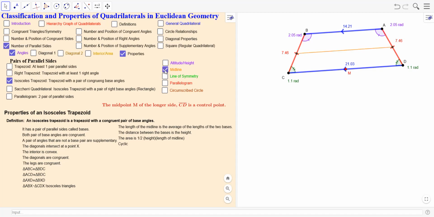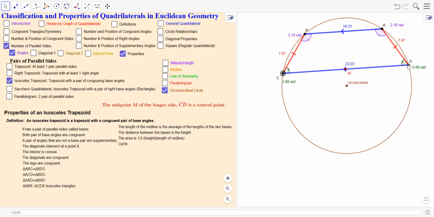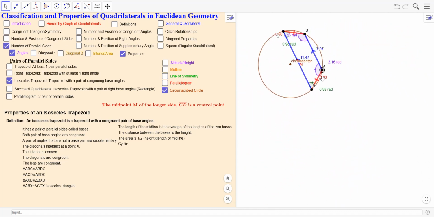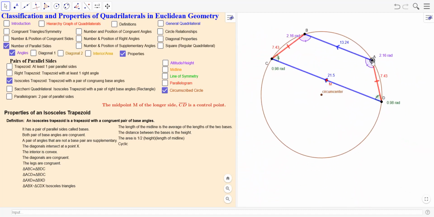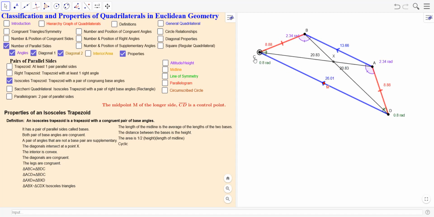The midline is connecting the two midpoints of the two legs. It actually always turns out to be a cyclic quadrilateral, so there's always a circle that can go around and connect to all four of the vertices. If you look at the two diagonals, you notice that they are the same length. They are congruent. This includes a rectangle.